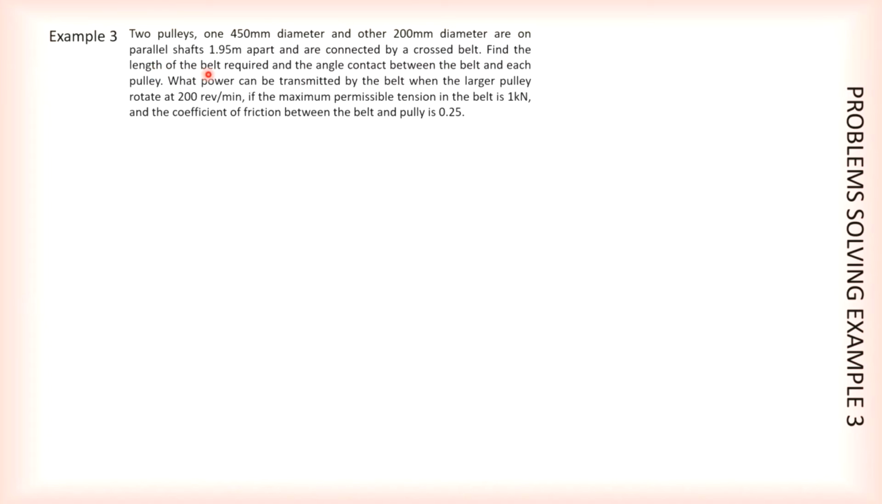Find the length of the belt required and the angle of contact between the belt and each pulley. Now, what power can be transmitted by the belt when the larger pulley rotates at 200 revolutions per minute? And if the maximum permissible tension, that is T1, tight side tension, is 1 kilonewton and the coefficient of friction is 0.25.